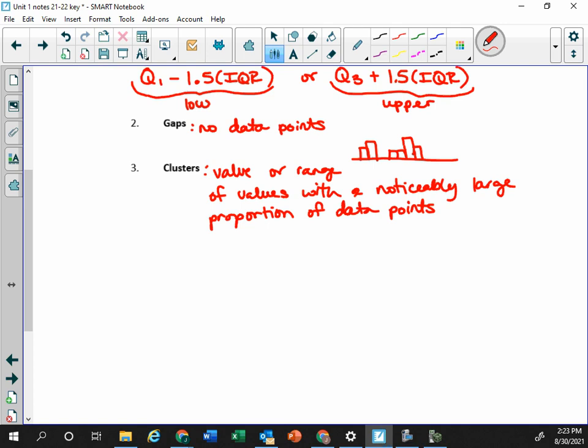If you have like a pie chart and one thing is like 70%, would that be like a cluster? You're only going to do this with quantitative, so you don't have to worry about a pie chart. Okay? Good question, though.